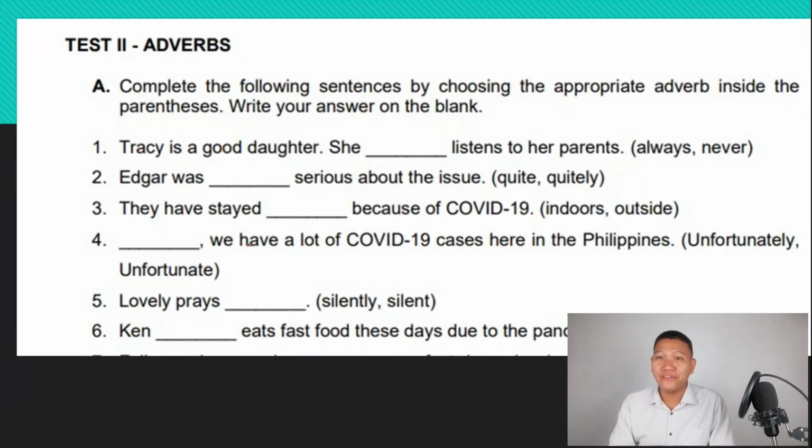Now let's move to adverbs. For adverbs, complete the following sentences by choosing the appropriate adverb inside the parentheses. Write your answers on the blank.